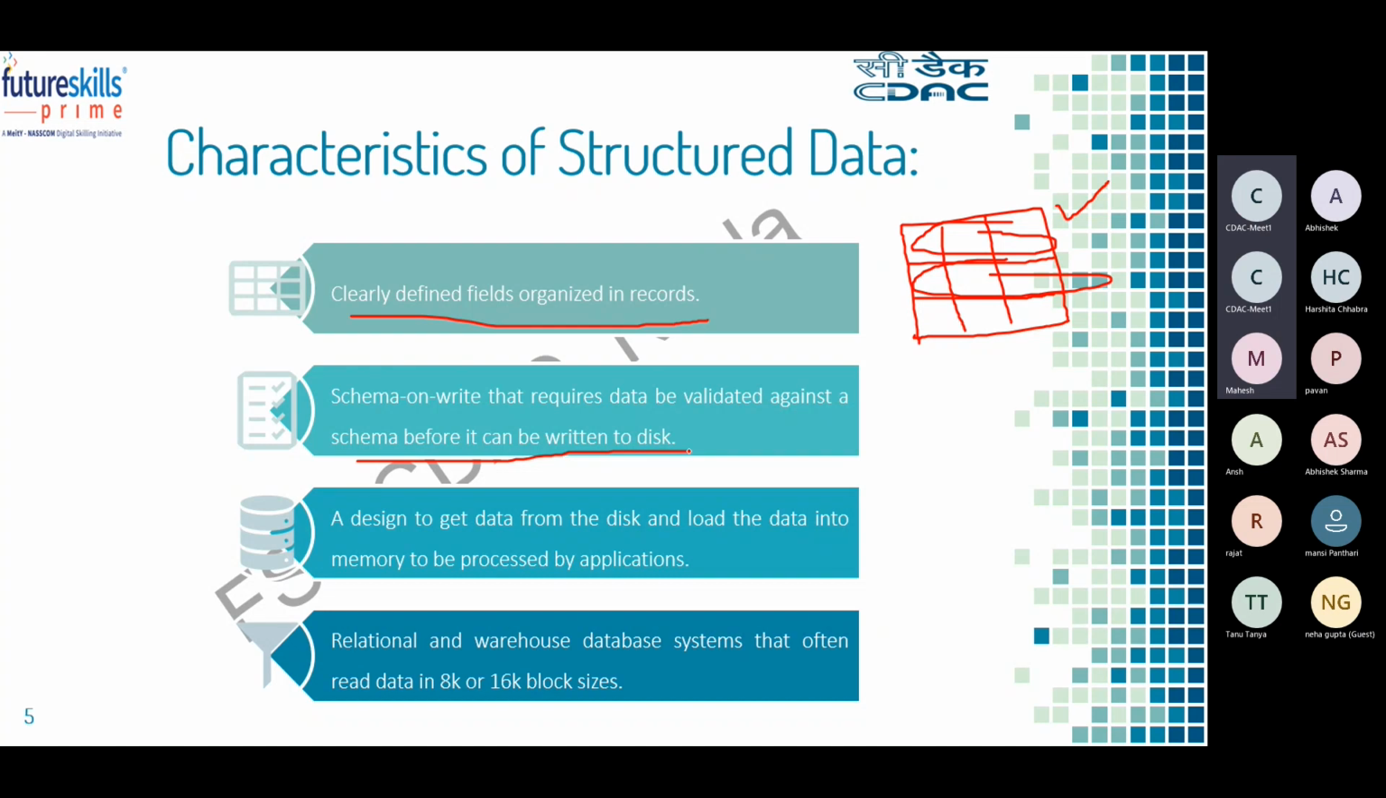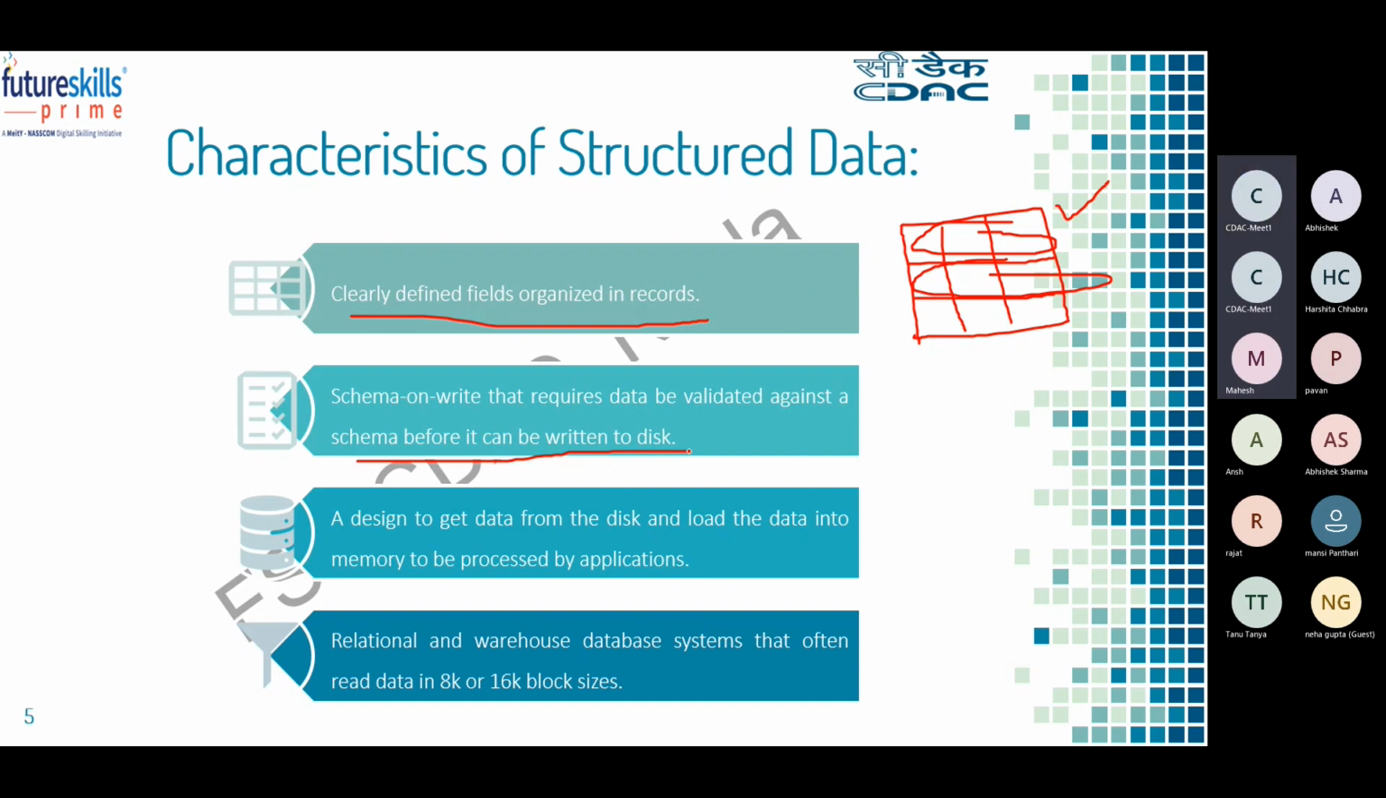What is a schema? It means when you define the table. If you have studied SQL, the first thing you do is define the schema. In the schema, you tell what the table name is, what the different attributes present in it are, what the data types are, and what the constraints are. All those things you define. That is basically what defining a schema is.